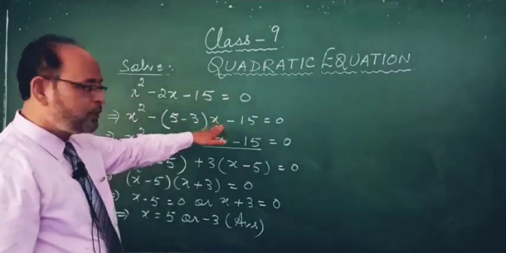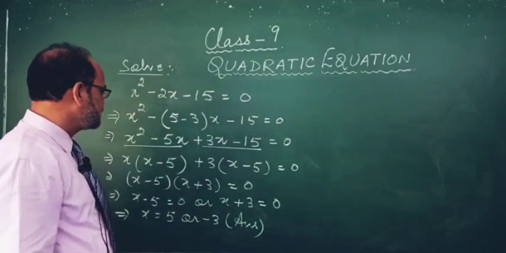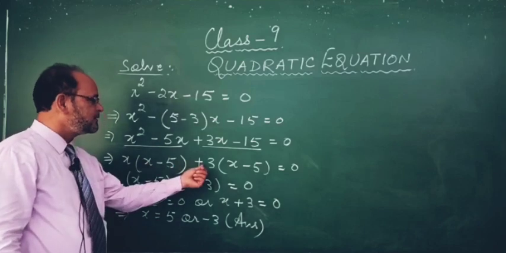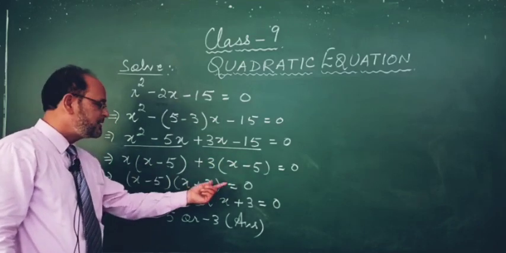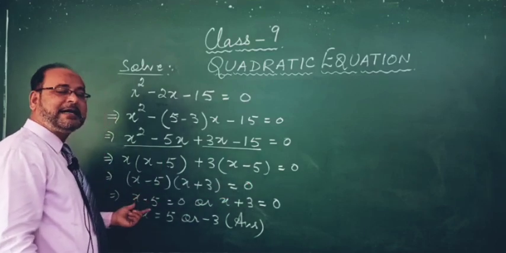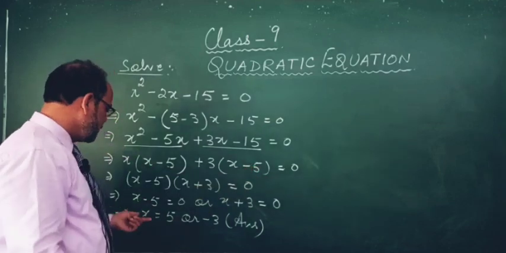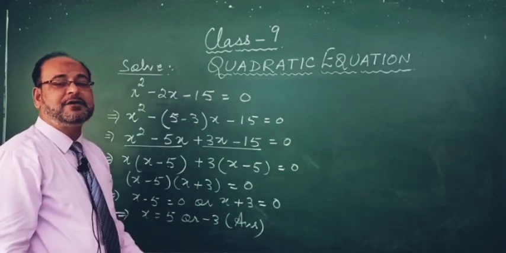After that we will open the bracket. It will be minus 5x plus 3x minus 15 equals to 0. We will make pairs. We will take x common here, 3 common here, then x minus 5 is common in both. So what is left? x plus 3 equals to 0. Then we will write x minus 5 equals to 0 or x plus 3 equals to 0. So our answer will be x equals to 5 or negative 3.